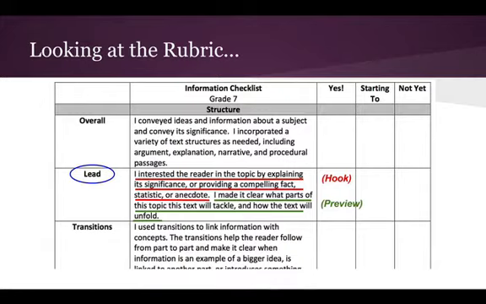That's what we call a hook. And we'll talk more about what a hook is in a little bit. But the second part is what we call the preview. And it says in its description, I made it clear what parts of this topic this text will tackle and how the text will unfold.